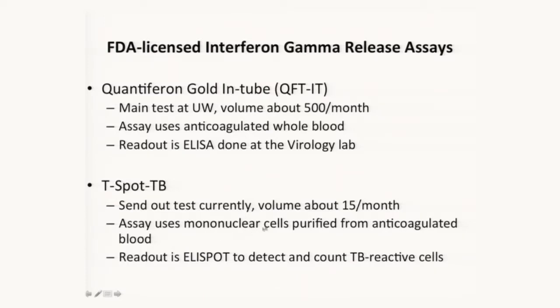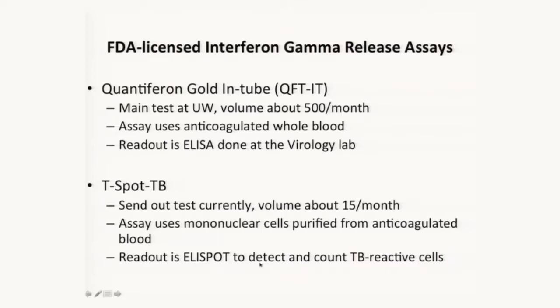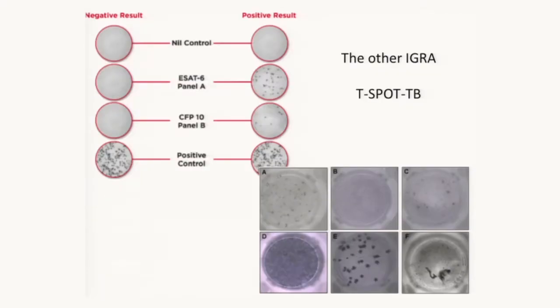It uses mononuclear cells that are purified from anticoagulated blood. So this is handling, this is processing, this is centrifuging, this is a hassle. We have to purify out, or the reference lab purifies out, the cells. But the readout is an ELISpot that actually counts and detects the TB reactive cells. And these are some examples of positives and negatives under the microscope. This is a 96-well plate. Positive control is here, lots of dots. Negative results are here.